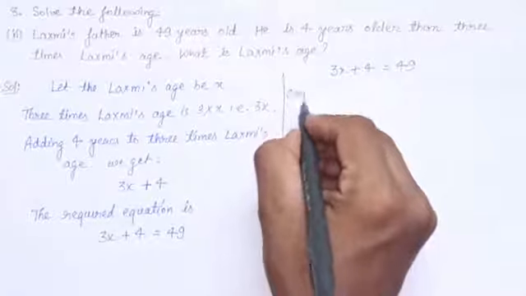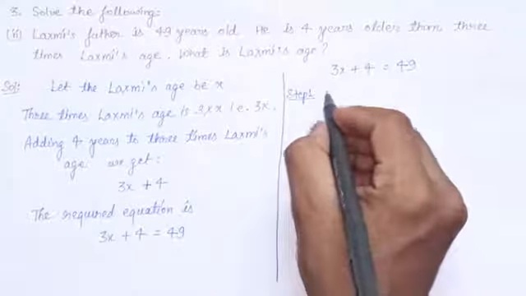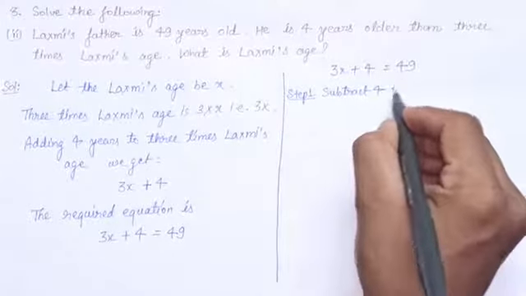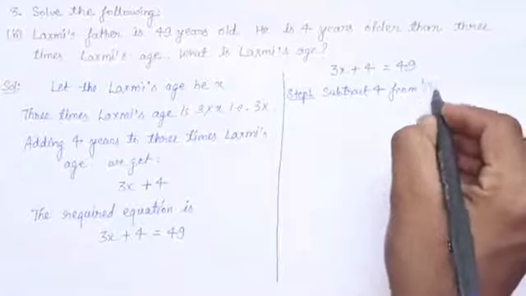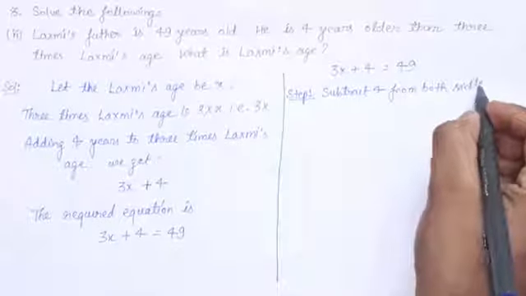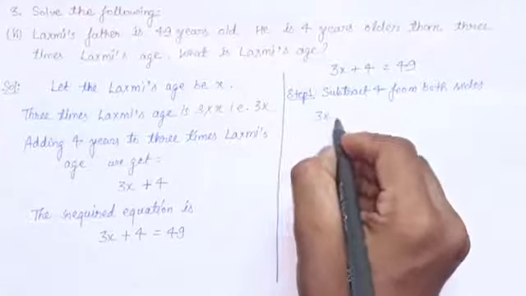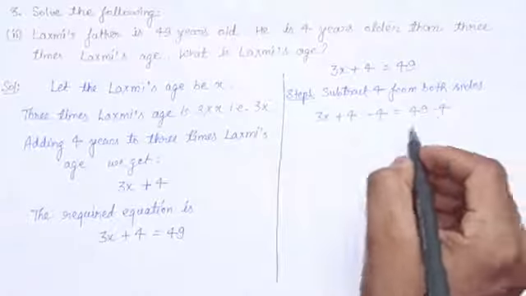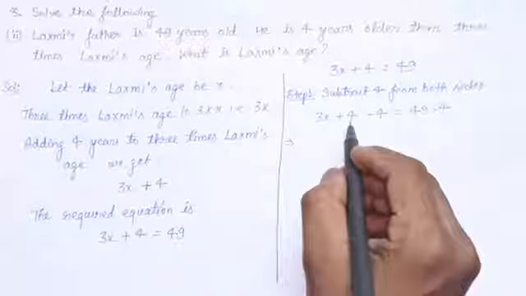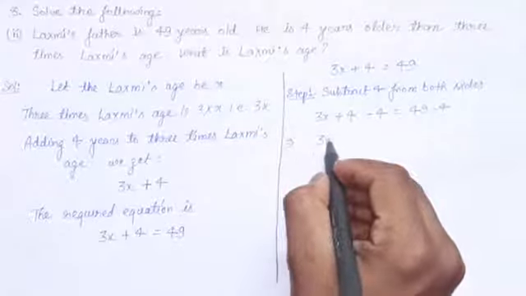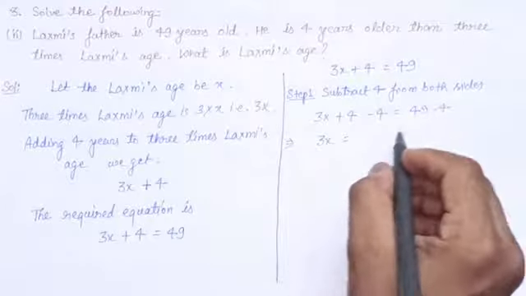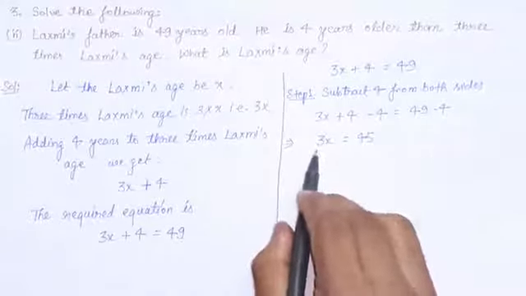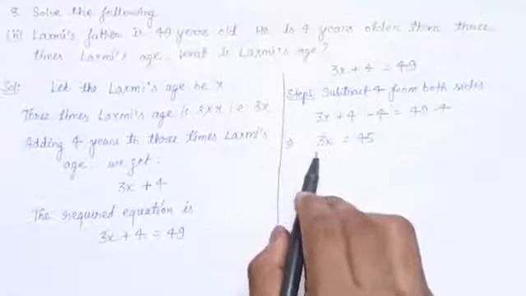So what is step 1? Subtract 4 from both sides. So what we get? 3x plus 4 minus 4 equals 49 minus 4, which implies that here 4 and minus 4 cancel out. So we have 3x only, and it is equal to 49 minus 4, that is 45. But again here you can see that in the left hand side we have 3x instead of x.